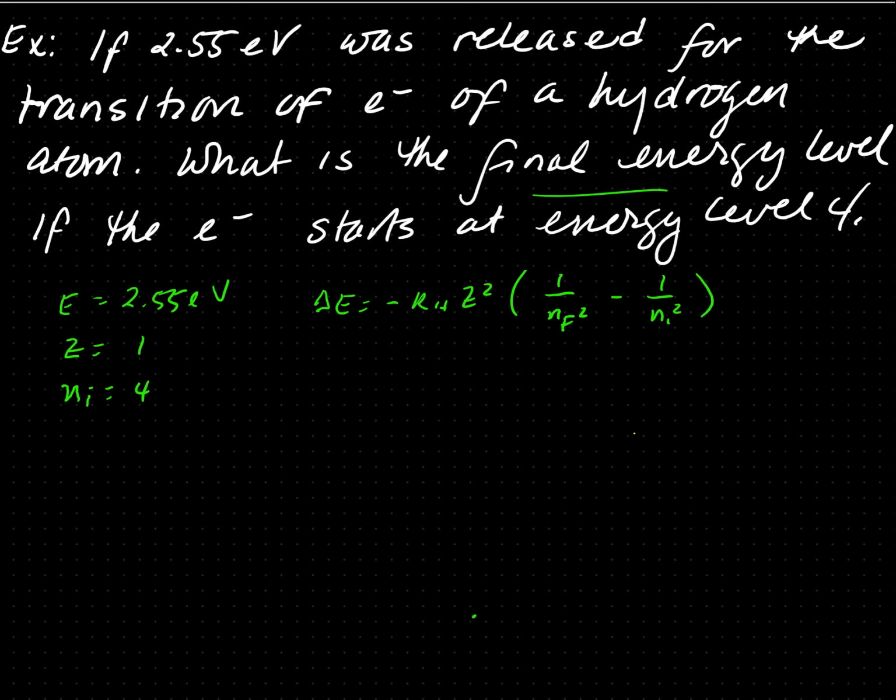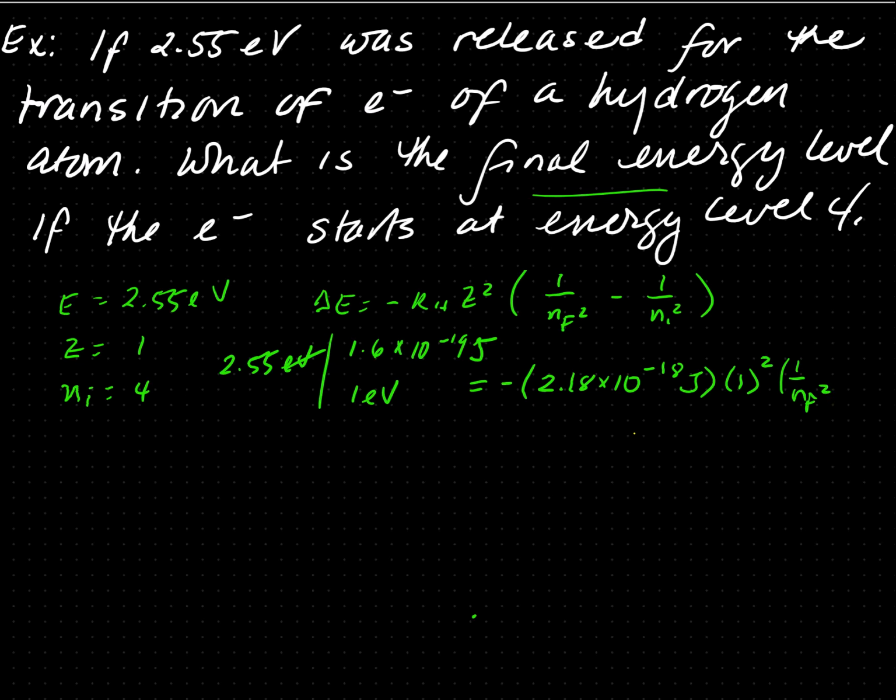So the first thing we need to do is convert the electron volts into joules. 2.55 eV, diagonal units eV, 1 eV is equal to 1.6 times 10 to the negative 19 joules. This is equal to negative R_H, which is 2.18 times 10 to the negative 18 joules, times 1, the atomic number for hydrogen, squared, times 1/n final squared, what we're looking for, minus 1/4 squared, which is my initial. There's one other thing you have to do here. Since the energy is released, you need to put a negative sign in front of delta E.